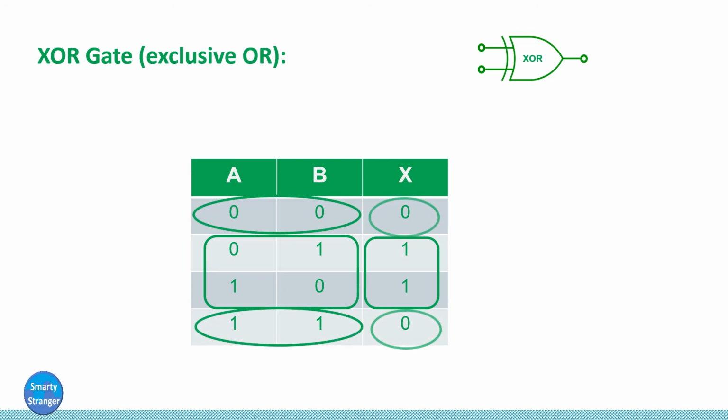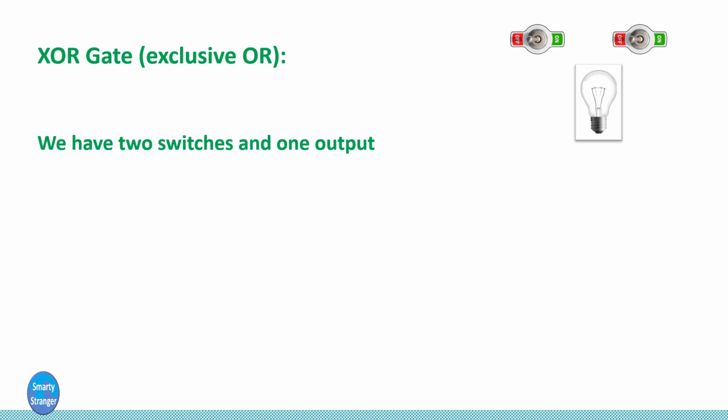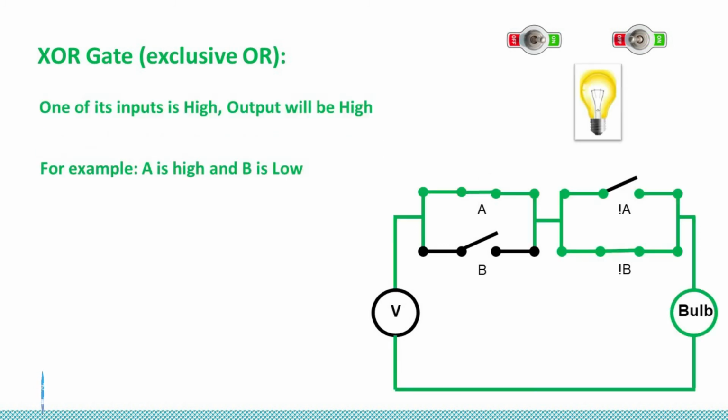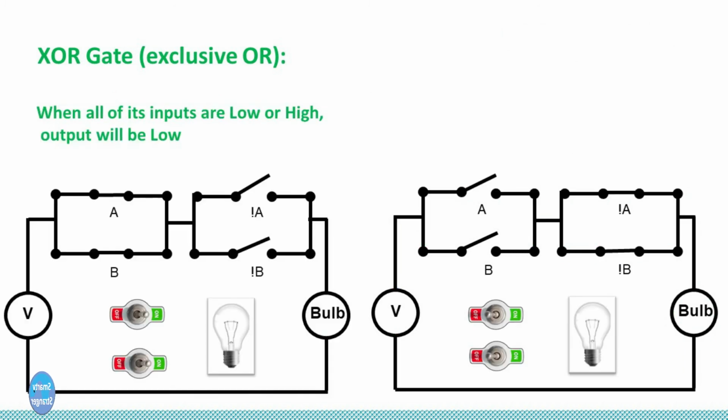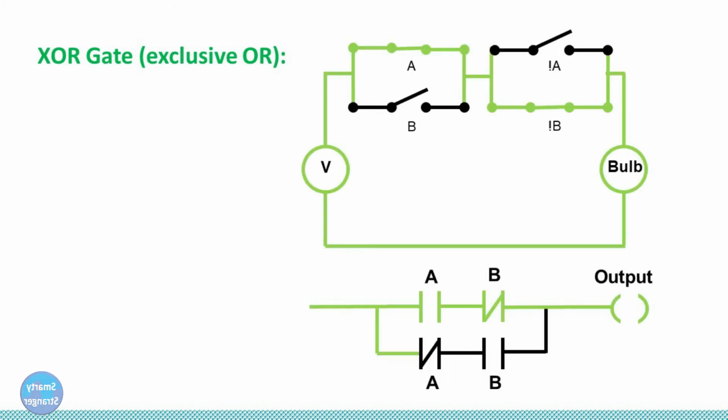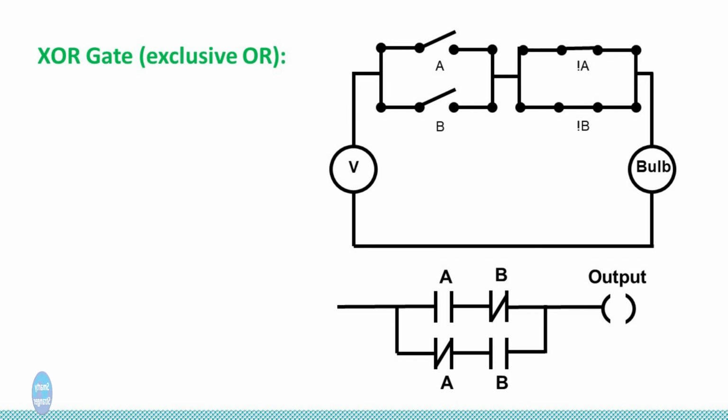Now we try to understand this concept by making its electrical circuit. We have two switches and one output. Logic says if one of its inputs is high, output will be high. When all of its inputs are low or high, output will be low. If we convert it in a PLC program, it would be like this. So, when any one of its inputs is high, output will be high. When all of its inputs are low or high, output will be low.